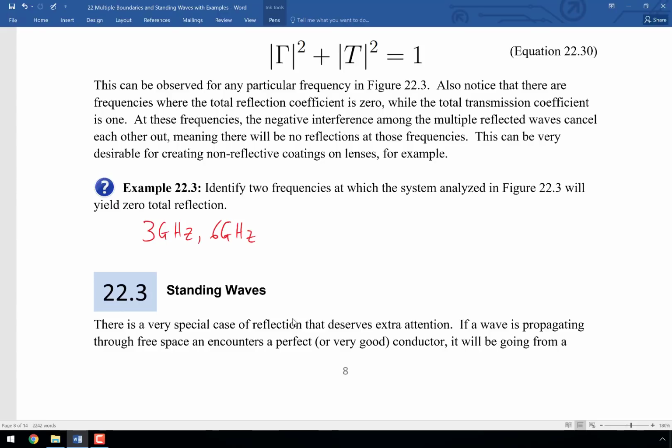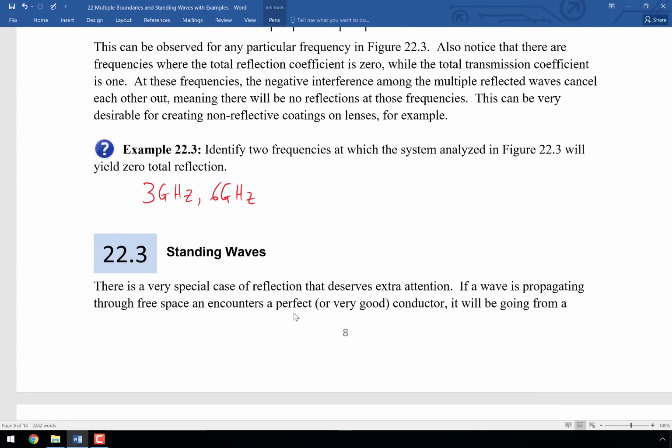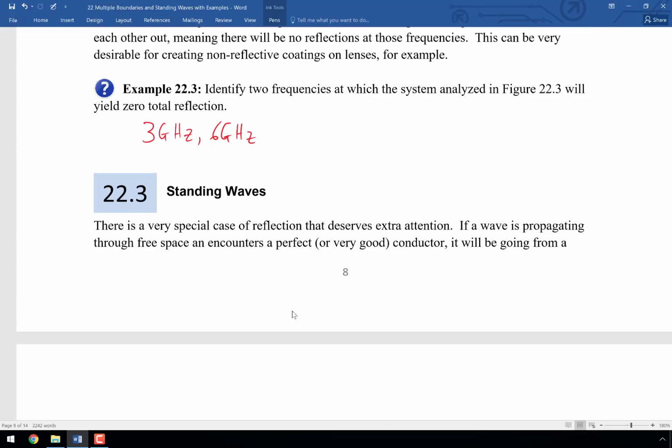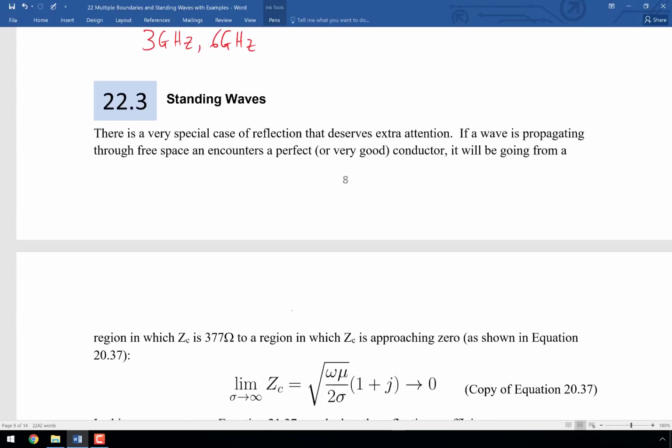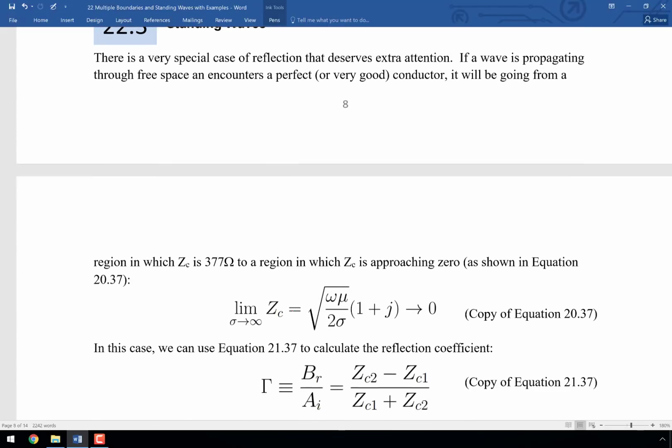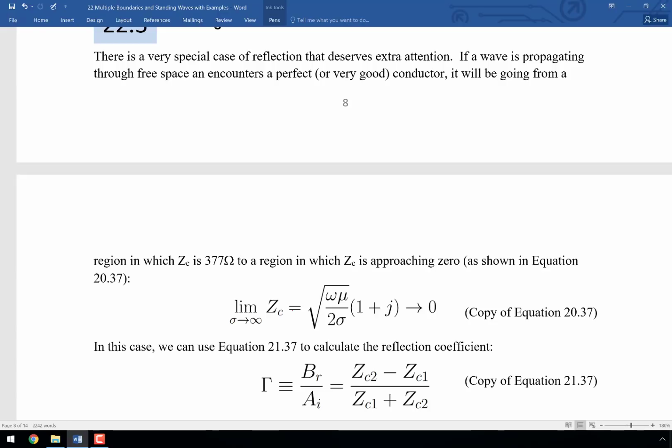Let's talk about another special case of reflection, and that is when you have a wave that is propagating through free space and it encounters a perfect conductor. When I say perfect conductor, I mean any sort of metal is going to be a very, very good conductor approaching a perfect conductor. So we'll say a very good conductor, a piece of metal. What we find is that it's going from a region in which the characteristic impedance is 377 ohms into a region in which the characteristic impedance is approaching 0.